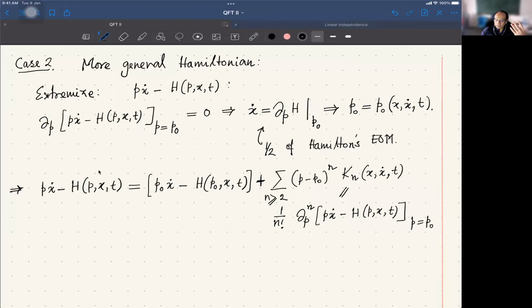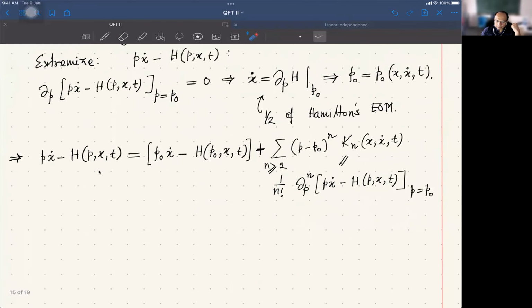You are taking a higher derivative of the function with respect to p and then setting p equals p0. P equals p0 means this particular functional form. So then p is eliminated, right? P is eliminated, and that's supposed to be the case because it's a Taylor expansion. The coefficients are independent of p. P dependence is in the power. So p gets eliminated in terms of x dot and t. So this is a function of x dot and t, which is why I have used the notation kn(x dot, t).